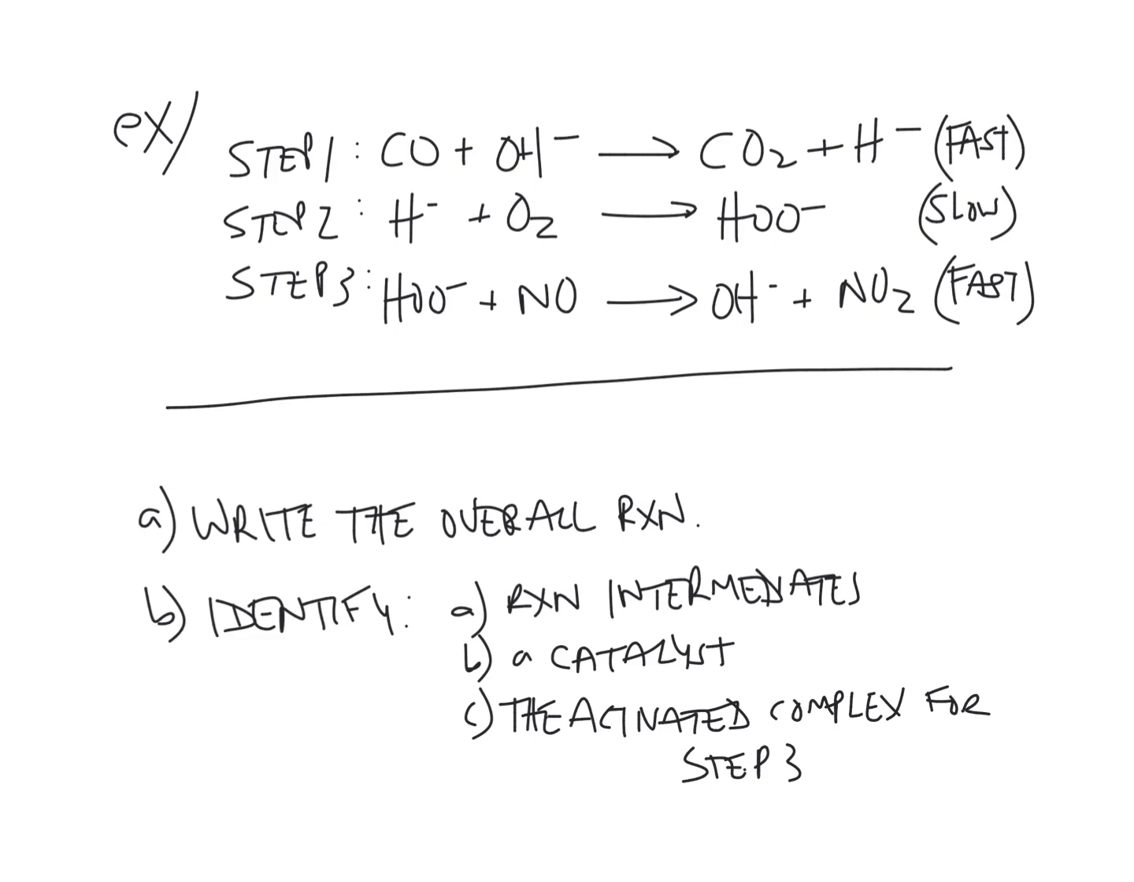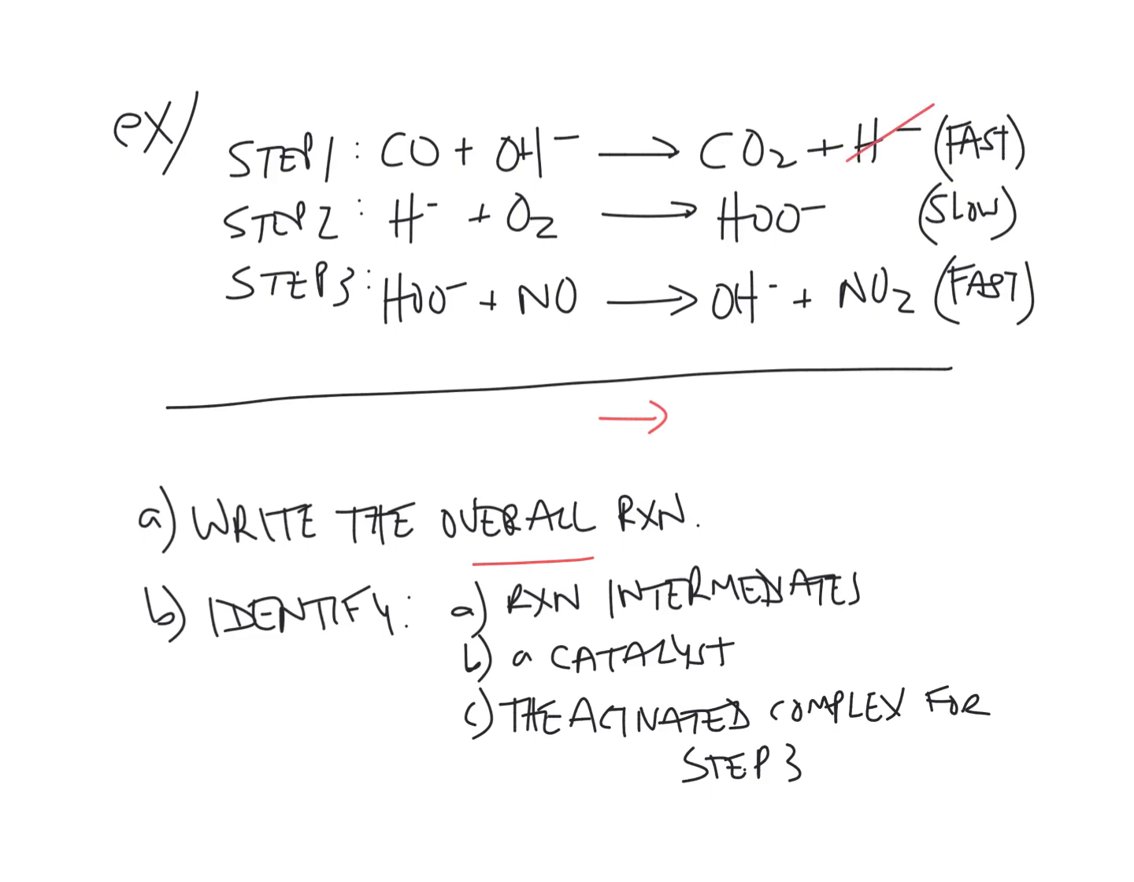Given the following mechanism, and there's step 1, 2, 3, they tell you which is slow, they tell you what's fast, and they show you all the species involved. Write the overall reaction. So to make the overall reaction, remember we're just going to write everything on the left side and everything on the right side, and we're going to cancel out all the redundant stuff. So let's cancel out everything that's redundant.